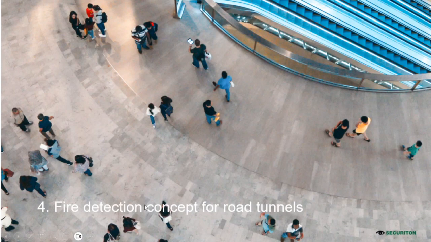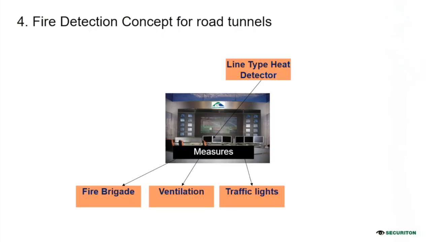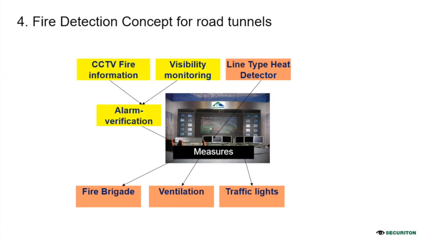Then the fire detection concept in the road tunnels. There is not only the tunnel that we have to take into consideration, we also have different technical rooms. But first, if we see in a concept in a tunnel management system, you have here one of the sensors, the line type heat detector. Of course, it's not the only one. We have CCTV, which also gives us information. We have the visibility monitoring system, carbon monoxide detectors, and we have many more sensors inside the tunnel.